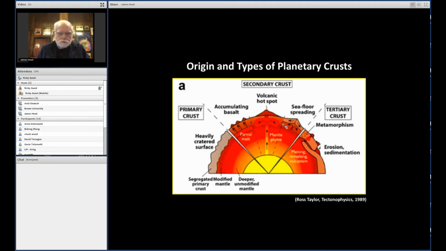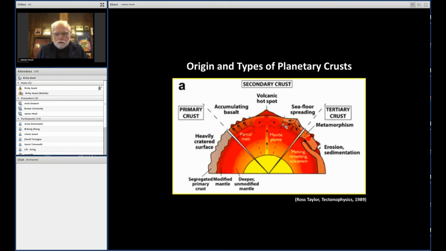But secondary crust is simply melting of the mantle, okay? It's melting of the mantle and extrusion of that out onto the surface. So you can see in the central part here, we have things like the terrestrial plumes with volcanic hotspots, vertically accreting basalt from essentially partial melting of the mantle. And of course on the Earth, seafloor spreading. And we also have tertiary crust, which Ross defined as a reworked primary and secondary crust.